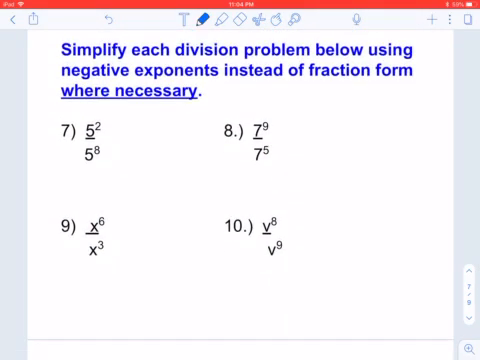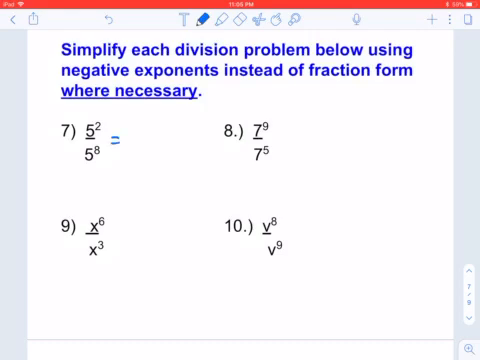Okay, again, don't write the blue. So next we're going to do division, and some of these are going to need negative exponents, some of them are not. We're going to write them so that nothing is in fraction form. So if we have one that would come out to a fraction, we're just going to use a negative exponent instead.